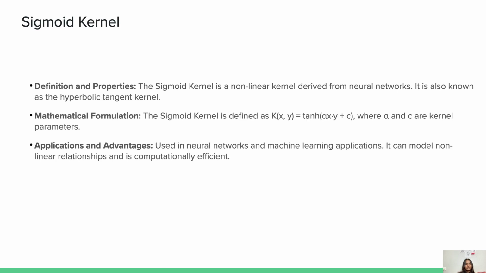Then, sigmoid kernel. Definition and properties. The sigmoid kernel is a non-linear kernel derived from neural networks. It is also known as the hyperbolic tangent kernel. The sigmoid kernel is defined as k(x, y) equals tanh(alpha x·y plus c), where alpha and c are kernel parameters. Applications and advantages. Used in neural network and machine learning applications, it can model non-linear relationships and is computationally efficient.